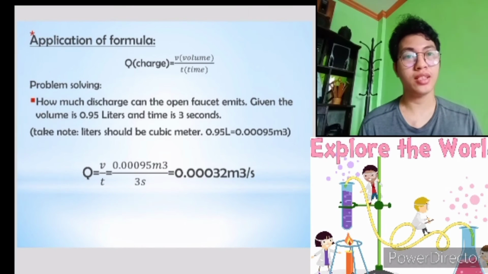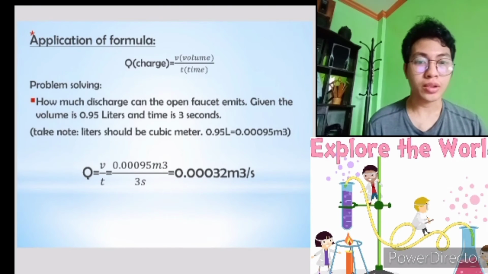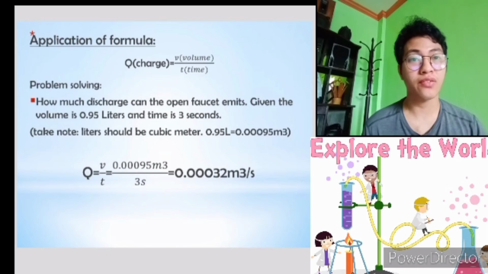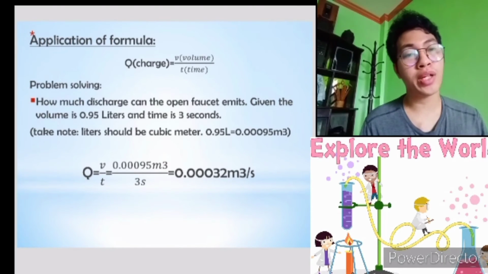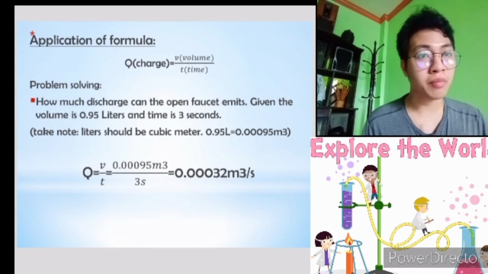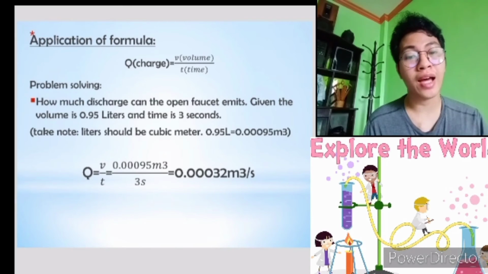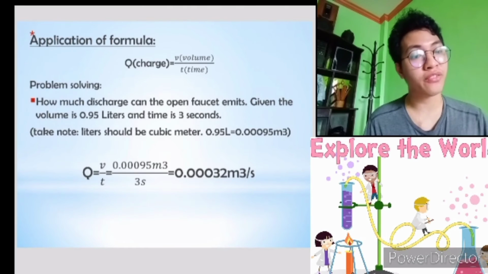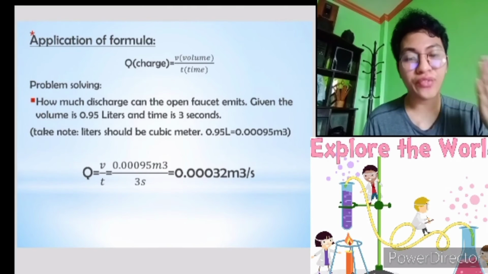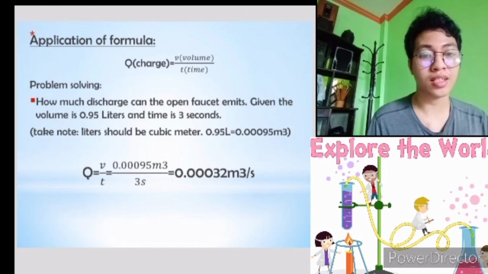Like what I've said, discharge has two common formulas. So the first formula is Q equals V over T. So Q refers to discharge, V refers to volume, and T refers to time. Always remember that this formula will be applied if the question is composed of volume and time. So, for example, in problem solving number 1 here, how much discharge can the open faucet emit given the volume is 0.95 liters and time is 3 seconds?